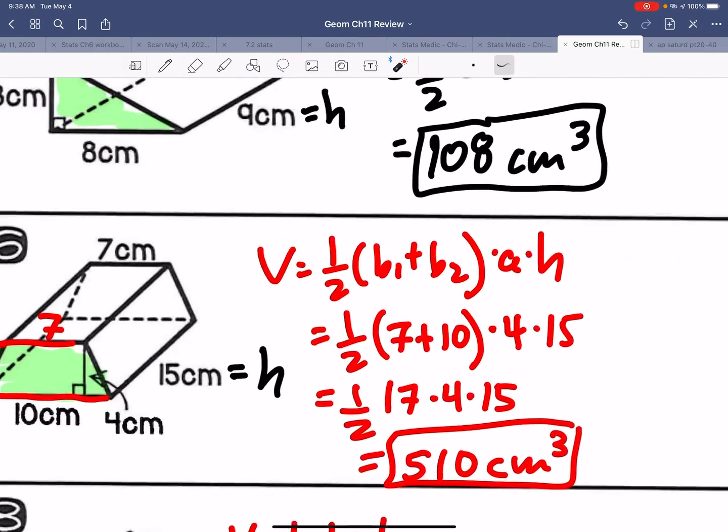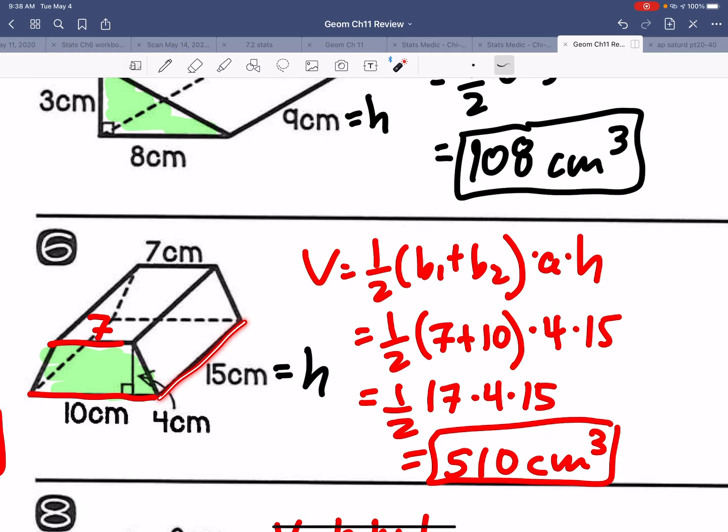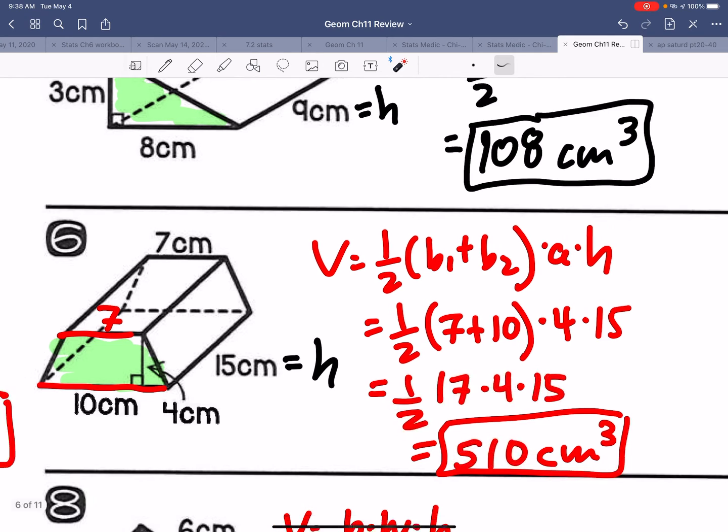Question number 6, another trapezoid, but it looks like they stacked it horizontally. So the horizontal height is 15. And we transfer the 7 to find the base. One base is 7, one base is 10. And we have an altitude of 4. And we multiply by the height of 15. So we get 1/2, 17 times 4 times 15, which is 510 centimeters cubed.